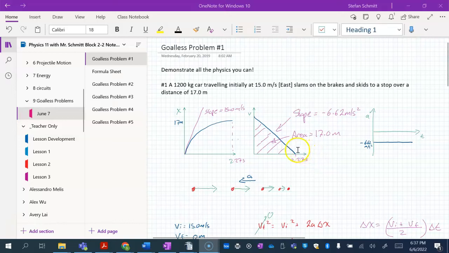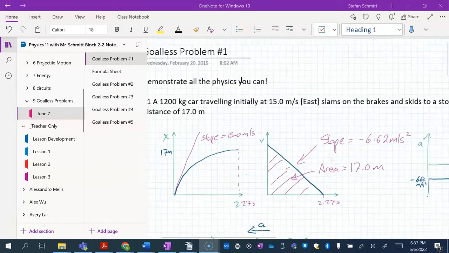Hi, everyone. I want to talk to you about goalless problems. This is an introduction to goalless problems. Here's a goalless problem.